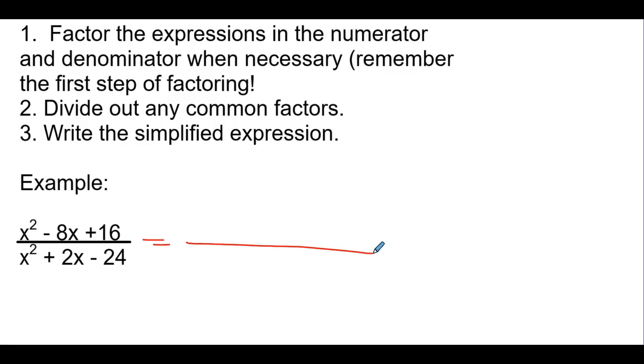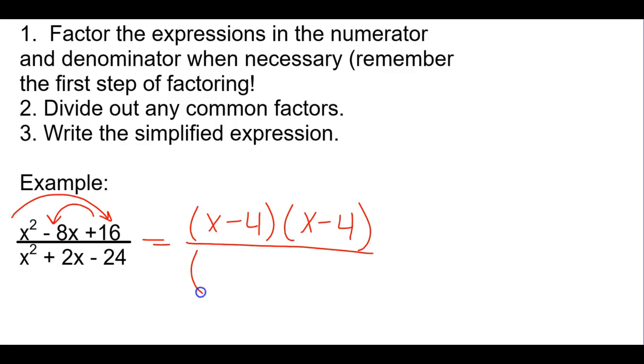Let's do one together. On the top here, what factors of positive 16 add up to negative 8? Negative 4, negative 4. Good. So x minus 4 times x minus 4, because a negative times a negative is a positive, right? And a negative plus a negative is negative 8. How does the bottom factor? What factors of negative 24 add up to 2? Negative 4 and positive 6. x minus 4, x plus 6. Do we agree with that? Minus 4 plus 6 adds up to 2.